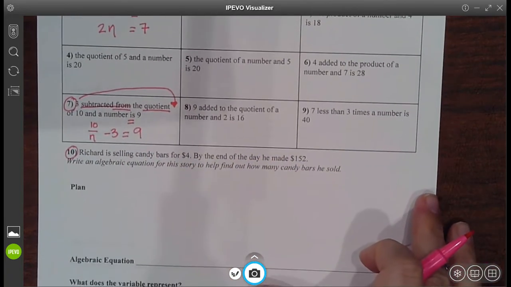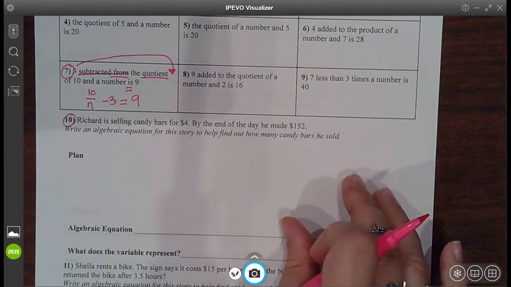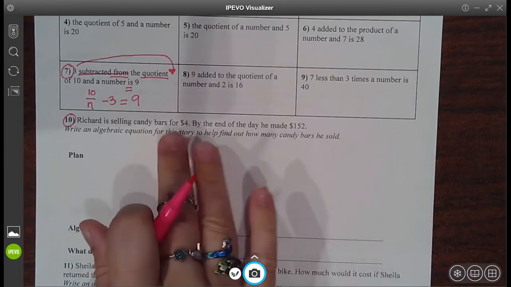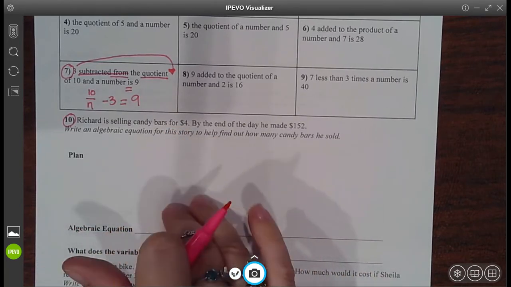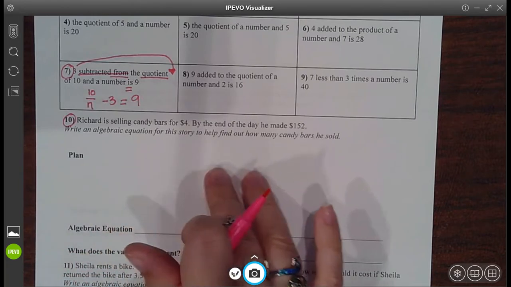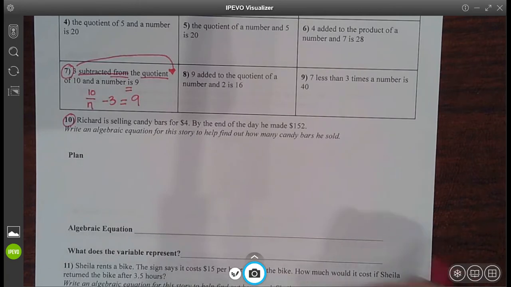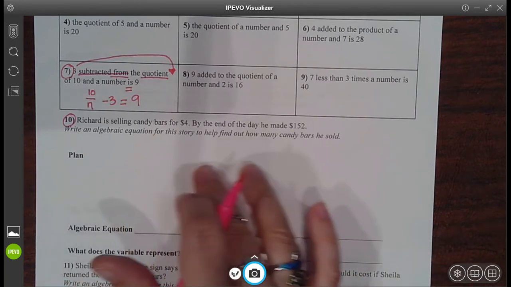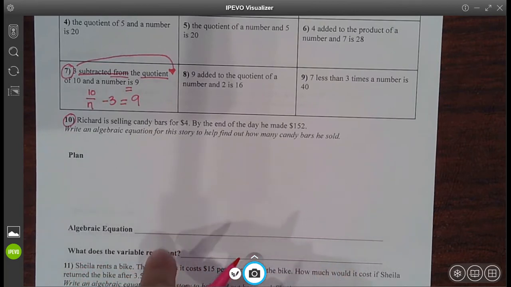Okay, now for these other ones, there's this big space for a plan here. There are multiple ways that you can come up with a plan to change this story into an algebraic equation. You can make a table, or you can write it out in a sentence with symbols and then try to plug in what you know. As long as it's your thinking process, that's what the plan is, to then help you write the algebraic equation. And then don't forget to tell the reader what your variable represents. So you're defining the variable that you used in your algebraic equation.